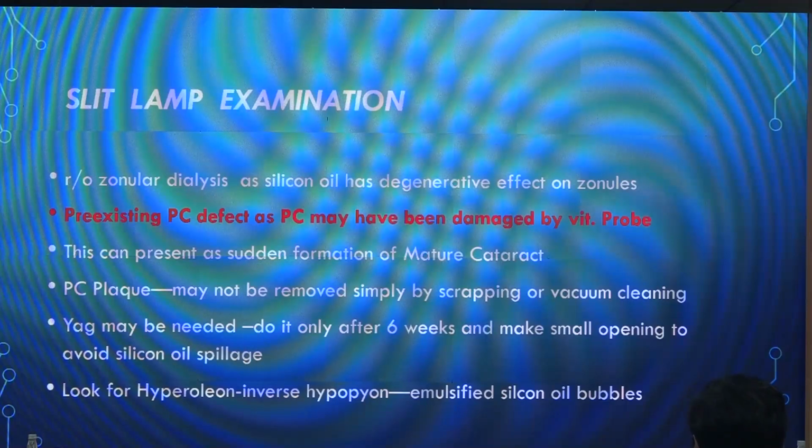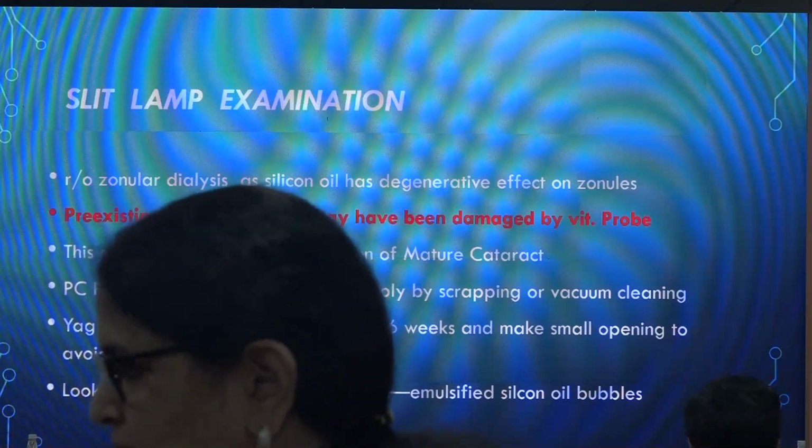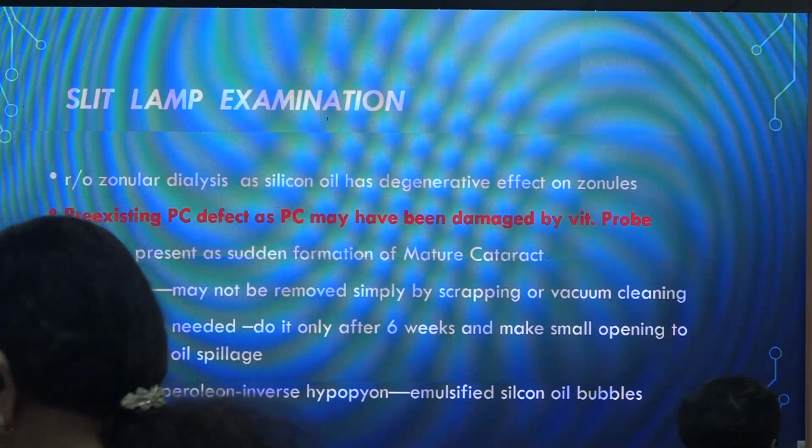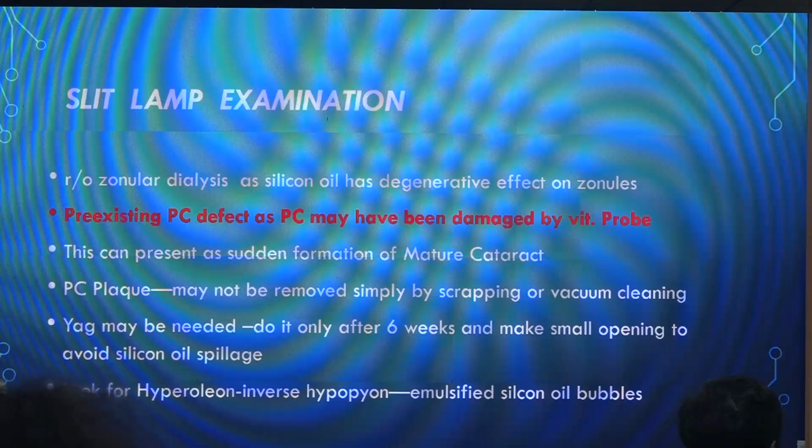Then slit lamp examination: rule out zonular dialysis, as silicone oil has degenerative effects on the zonules. There can be a pre-existing posterior capsular defect, as the PC may have been damaged by the vitrectomy probe accidentally. So this can present as sudden formation of mature cataract. If there is a sudden formation of mature cataract after VR surgery, we have to keep this in mind.